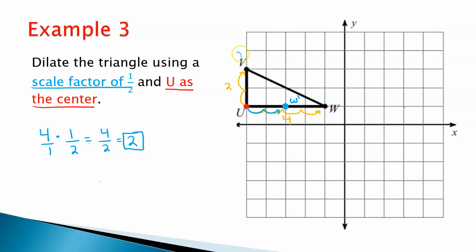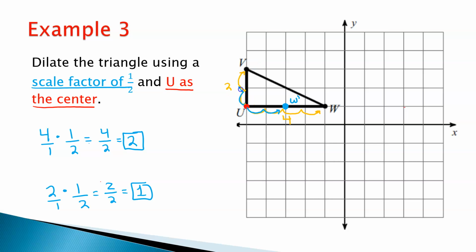Same thing is going to happen to this side. So from U to V, okay, if I can find my eraser. All right, so from U to V, that used to be a distance of 2. Well, let's apply our scale factor, 1/2. So that's 2 over 1. 2 times 1 is 2. 1 times 2 is 2. 2 divided by 2 is now 1. So that new distance right there, this used to measure 2 units. It's now only going to measure 1.